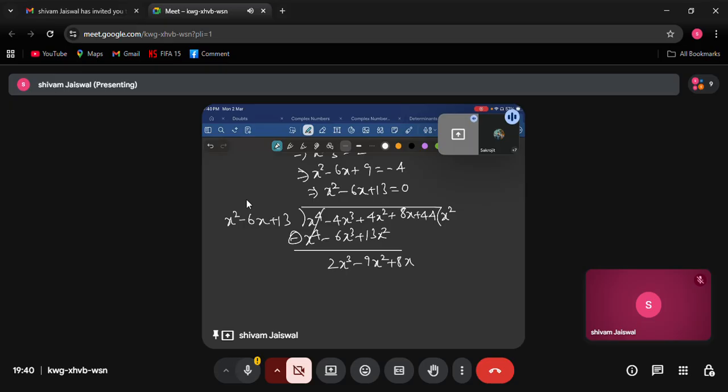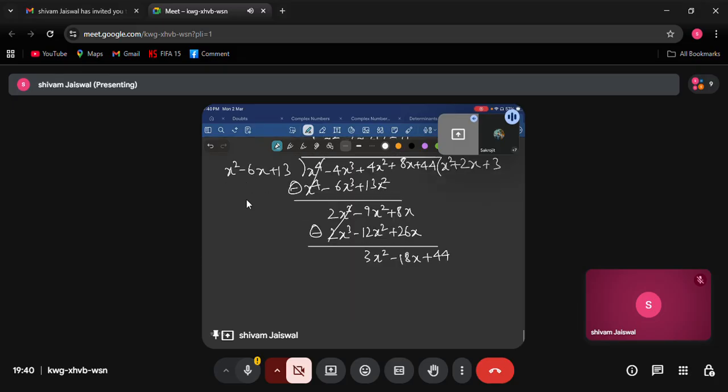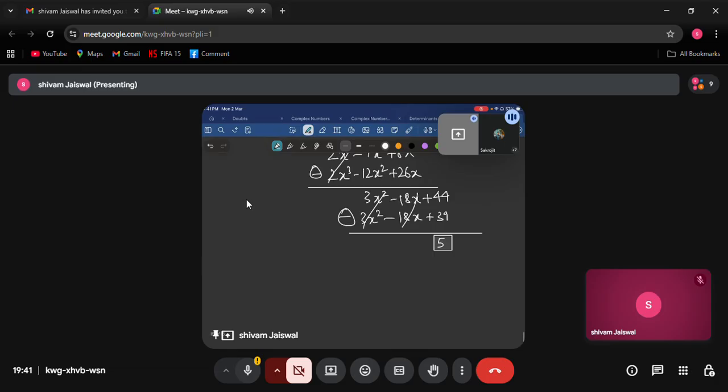Again, this will go by plus 2x. So you're getting 2x cube minus 12x square plus 26x. Okay, again you subtract. This 2x cube gets cancelled. You're going to get 3x square minus 18x plus 44 will come down. Again, this will go by plus 3. So you're getting 3x square minus 18x plus 39. When you subtract, these will get cancelled. You will get a constant. That constant is your answer. The remainder will be your answer.